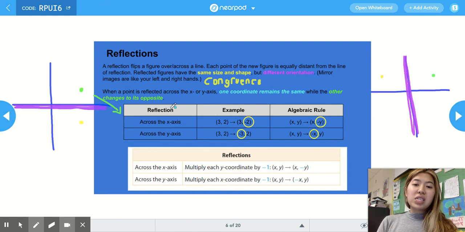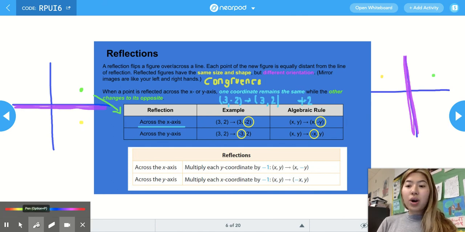So if you're reflecting a point across the x-axis, it's the y-coordinate, not the x-coordinate, that changes its sign. And let's say we had (3, -2) instead of (3, 2). If it were reflected across the x-axis, it would become (3, 2), because negative 2, two negatives right next to each other, become a positive.